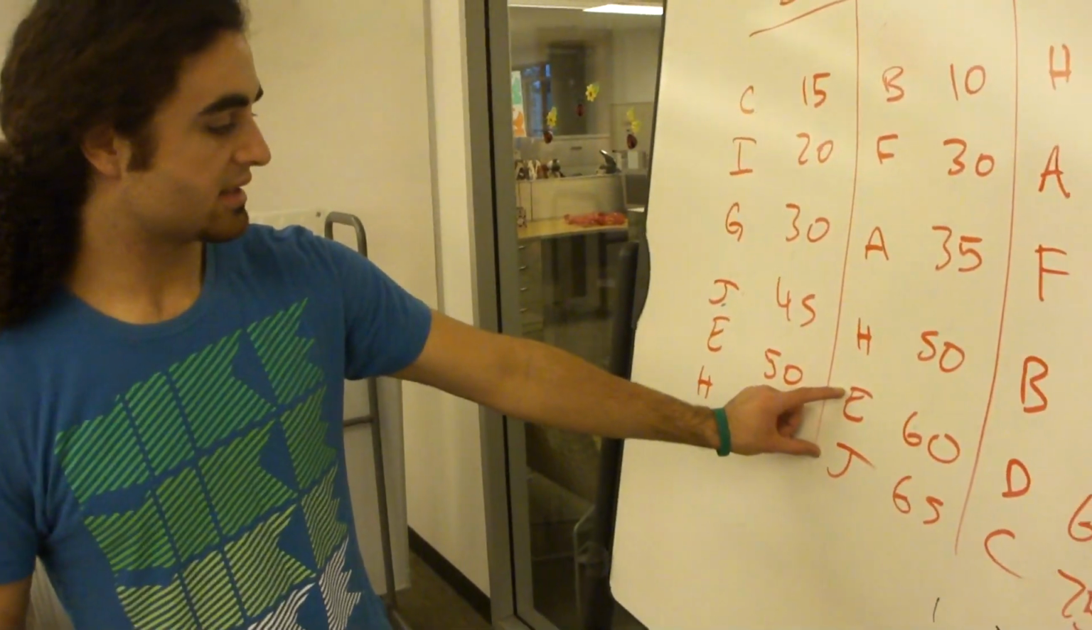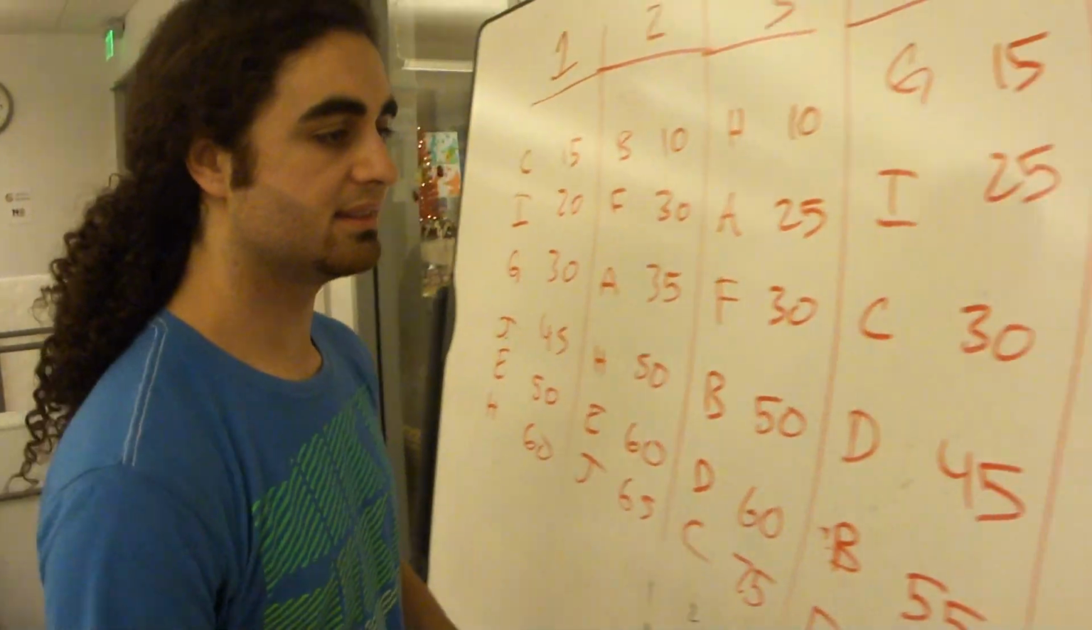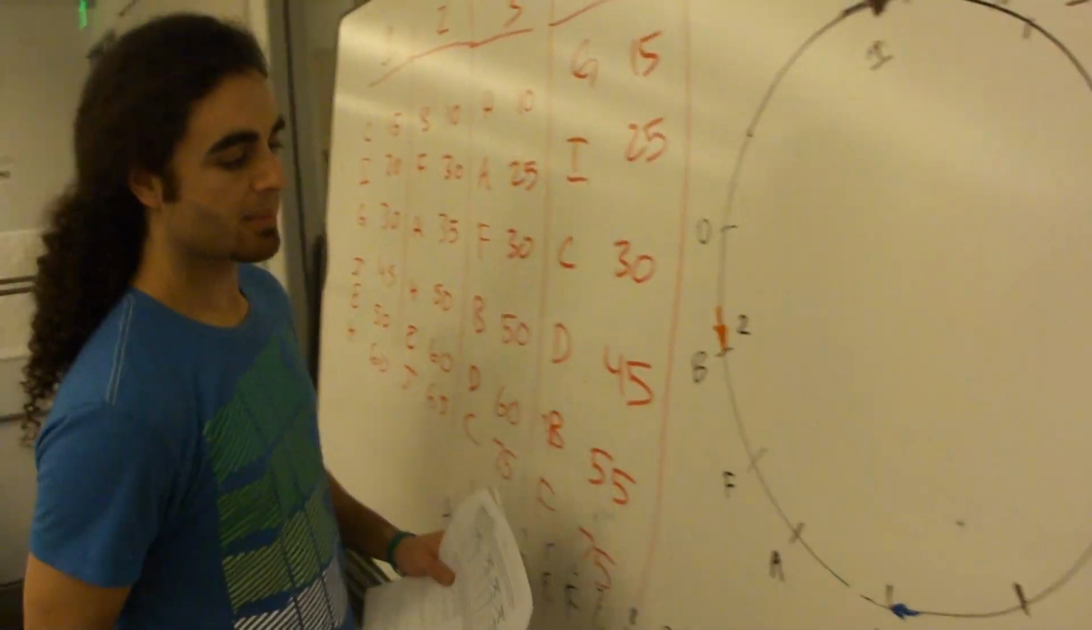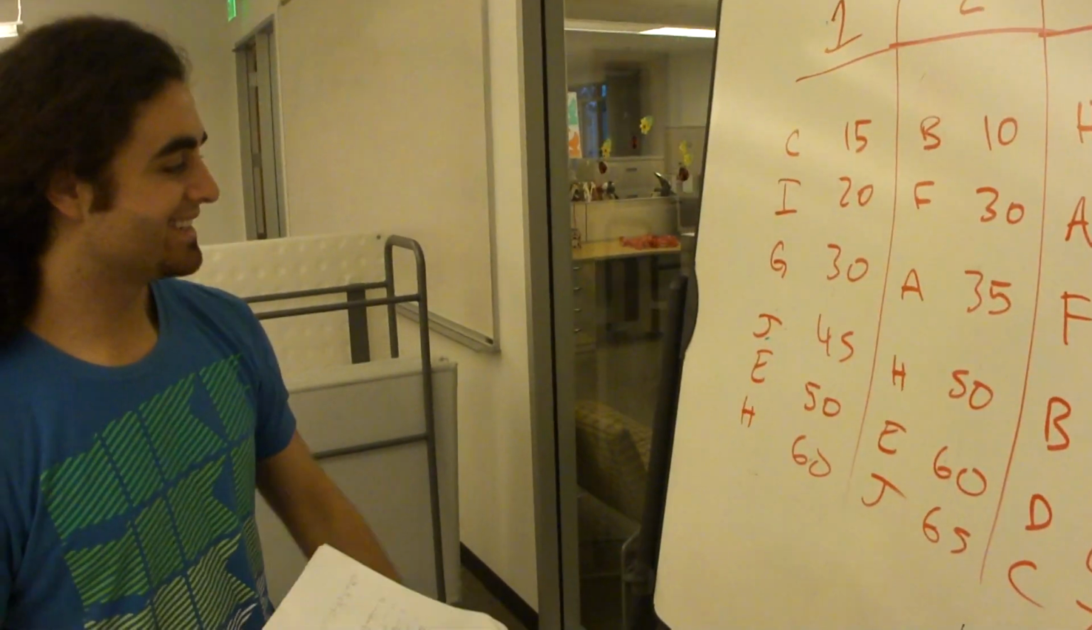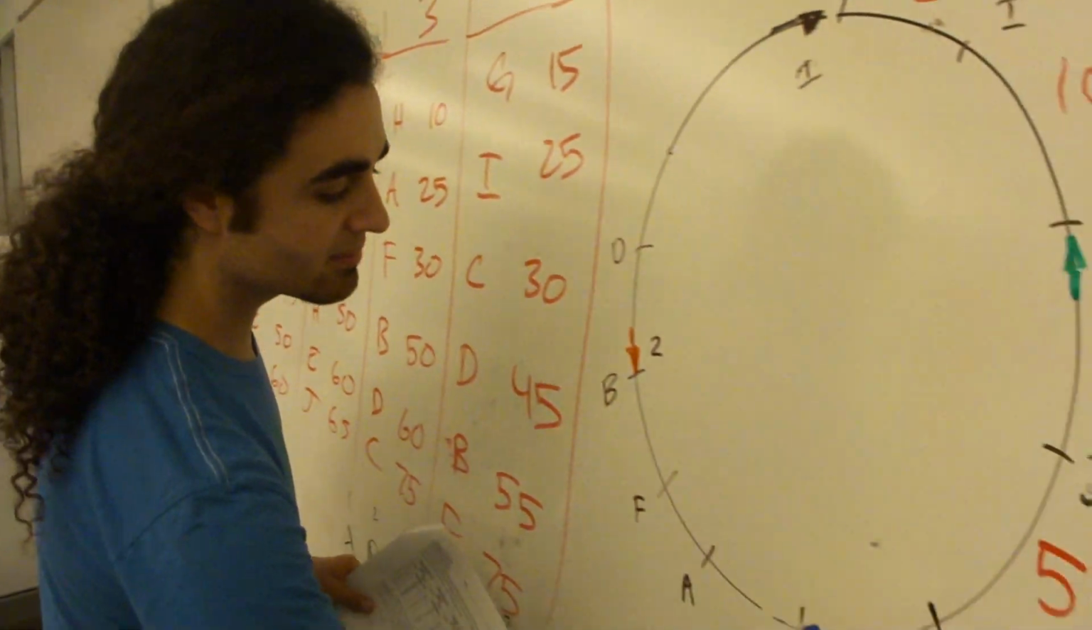J to E. Here's E and J, that's 5 minutes. We can confirm it here. It confirmed perfectly, and we put down 5 minutes. Excellent. E to H, 10 minutes. 10 minutes again. It works. Science works.